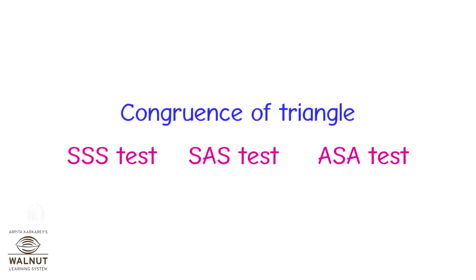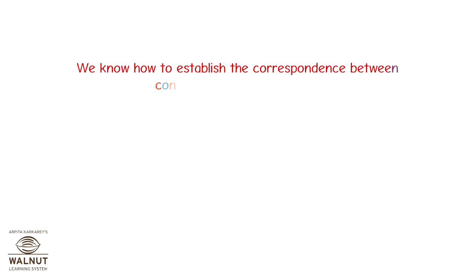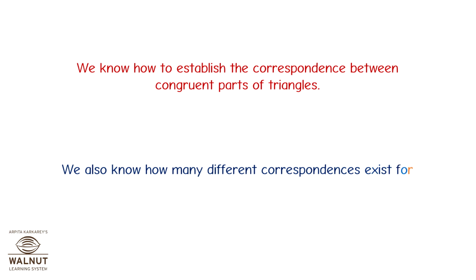Congruence of triangles. SSS test, SAS test and ASA test. We know how to establish the correspondence between congruent parts of triangles. We also know how many different correspondences exist for the different types of triangles.